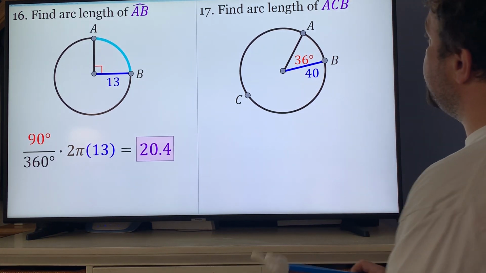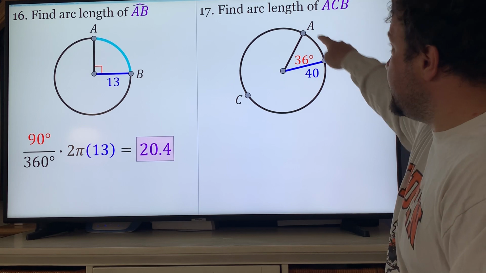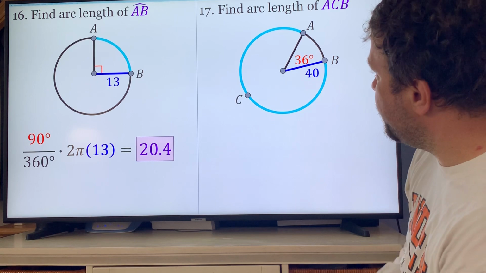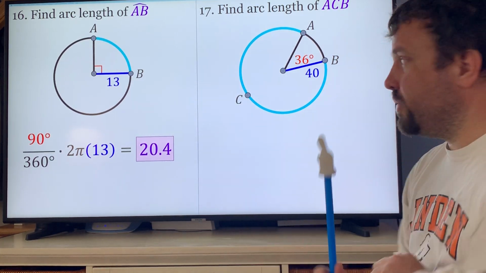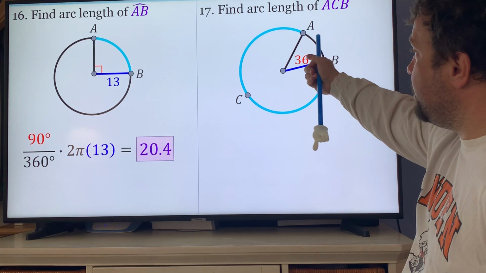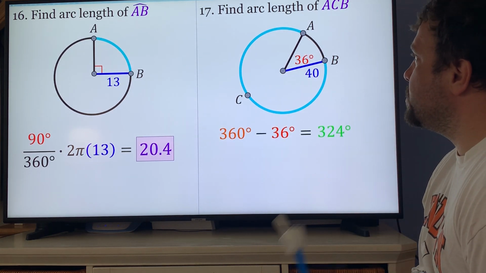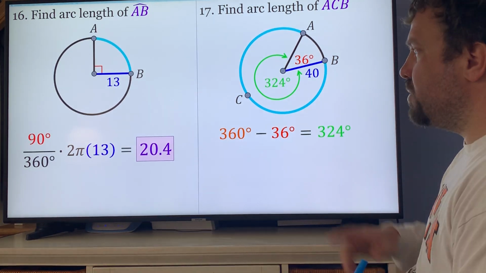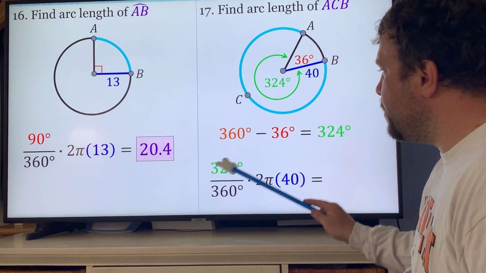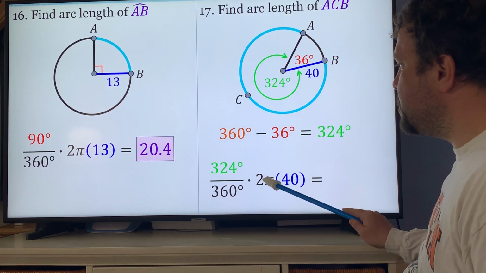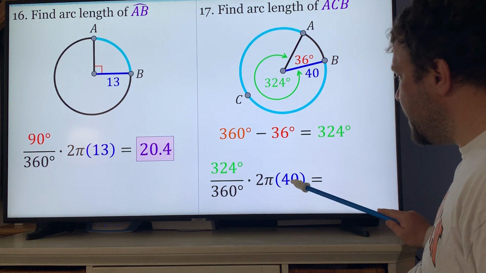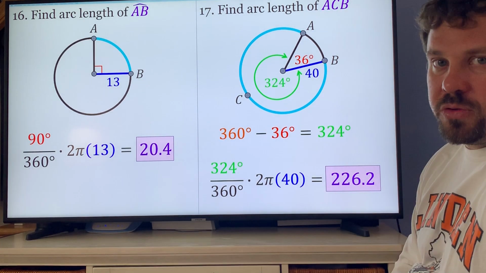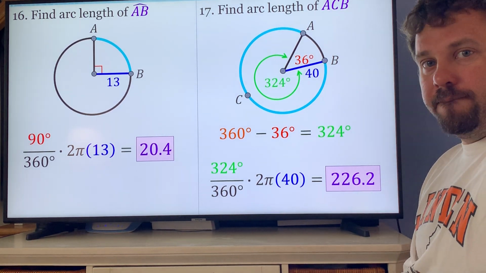Find the arc length of ACB. Now, this is not ACB. ACB is A to C to B. So there's an extra step. How many degrees is a circle, as we did before? 360. This is why we did the last lesson. 360 minus 36 gives you 324. So this angle right here is 324, which is the one we're looking for. So, same exact formula. 324 divided by 360 times 2 pi radius. So 324 divided by 360 times 2, pi button 40, and it should give you 226.2 as an answer. Got it?